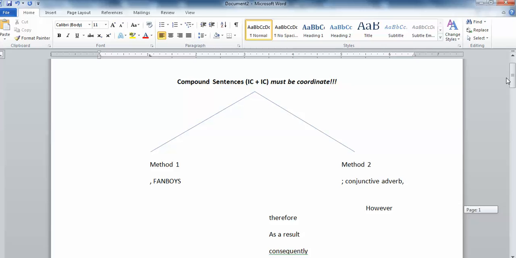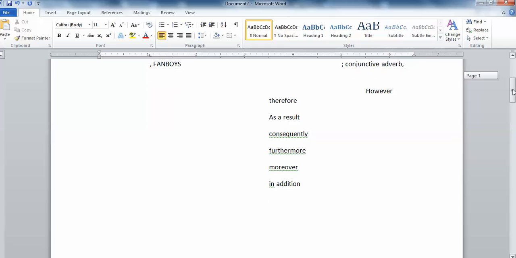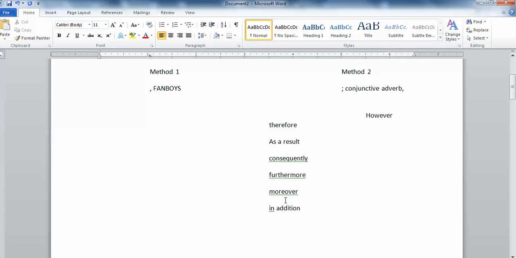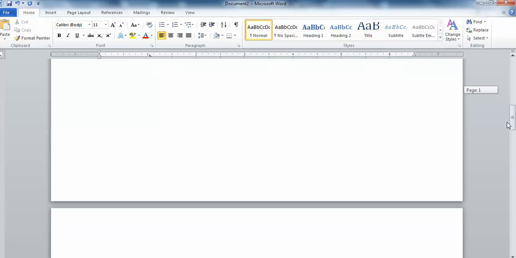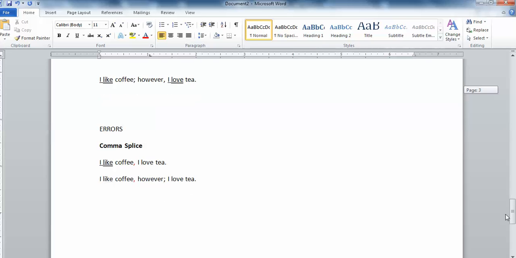Here are the two methods of compounding sentences that we're going to use in class. The definition of what a compound sentence is, a reminder that they have to be coordinate, some examples of conjunctive adverbs, some exercises that we just went through, and I think that pretty much covers it.